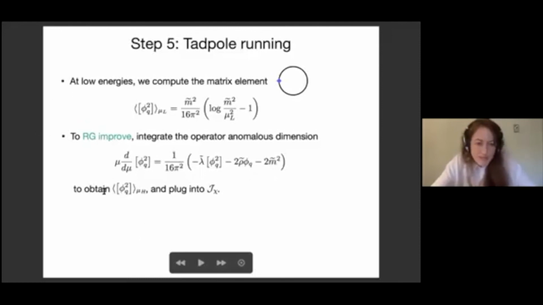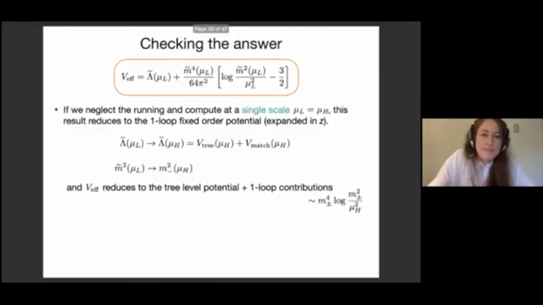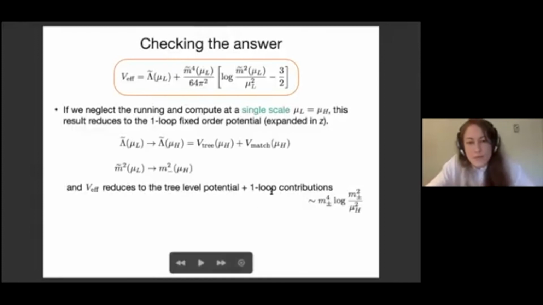This gives me this expectation value I needed at the heavy scale. I plug in for curly J chi, and this allows me to solve for curly J chi. Okay, so we have some nice answer, and now I'd like to make 2 comments.